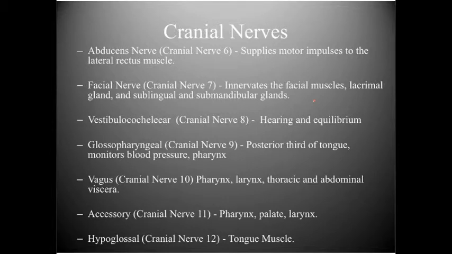Cranial nerve 9 is the glossopharyngeal nerve, which is posterior, which controls the posterior third of the tongue and monitors blood pressure and pharynx. Cranial nerve 10 is the vagus nerve, which controls the pharynx, larynx, thoracic, and abdominal viscera. Cranial nerve 11 is an accessory nerve, which innervates the pharynx, palate, and larynx. Cranial nerve 12 is the hypoglossal, which is controlling the tongue muscle.